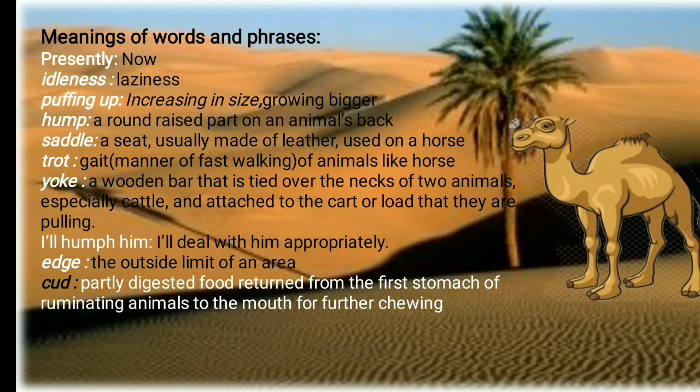Next is one phrase, "I will hump him." It means I will deal with him appropriately in a proper manner according to the actions of the person. Edge, this is the next word. It means the outside limit of an area, the border of an area. And the last word is cud. Cud is partly digested food returned from the first stomach of ruminating animals to the mouth for further chewing.